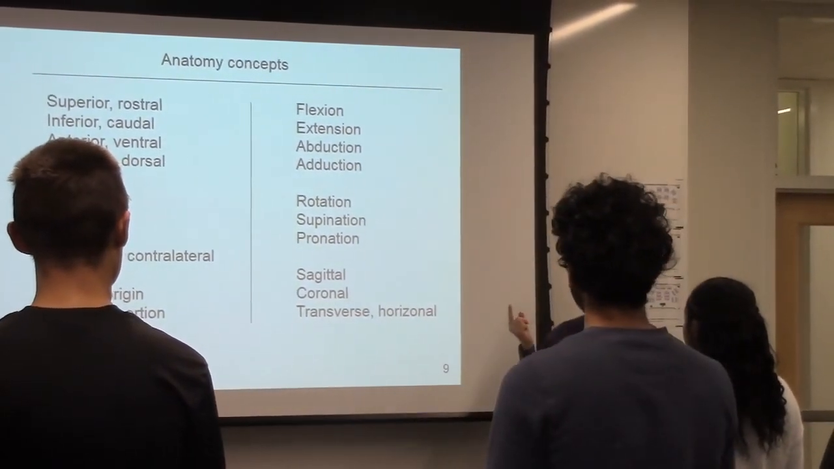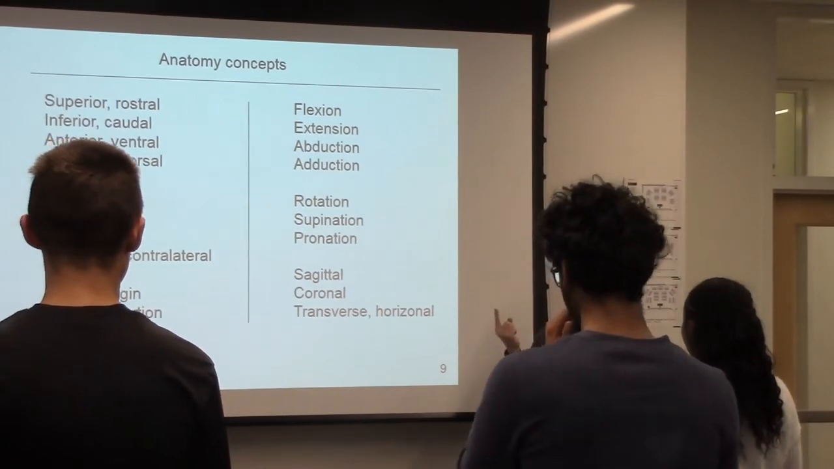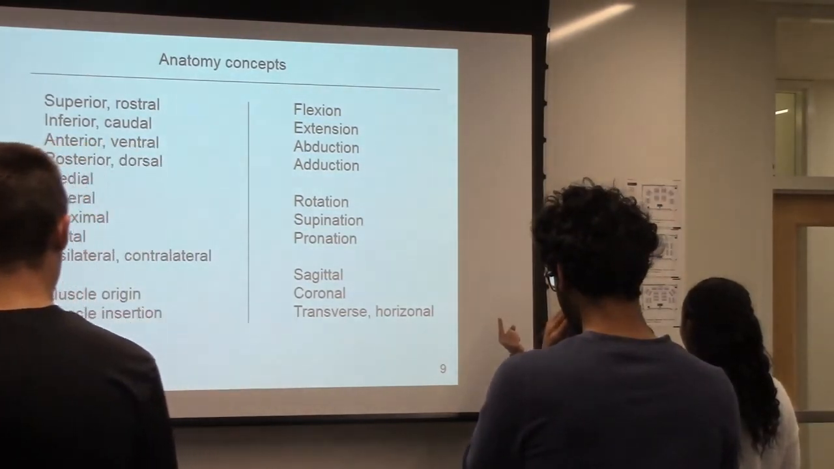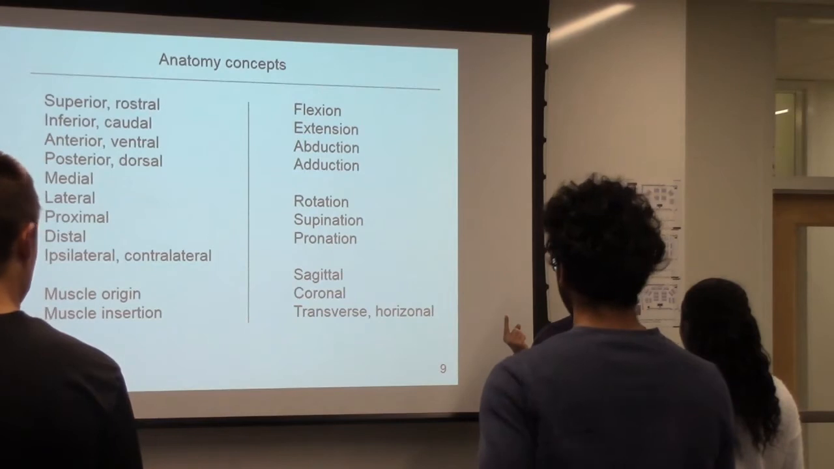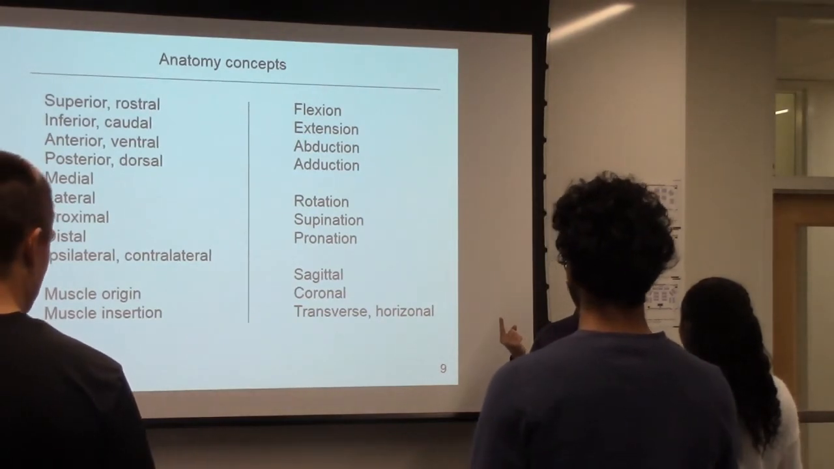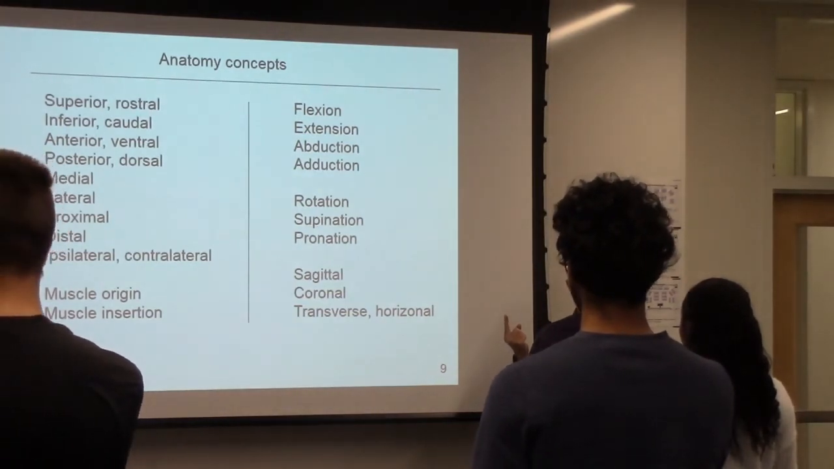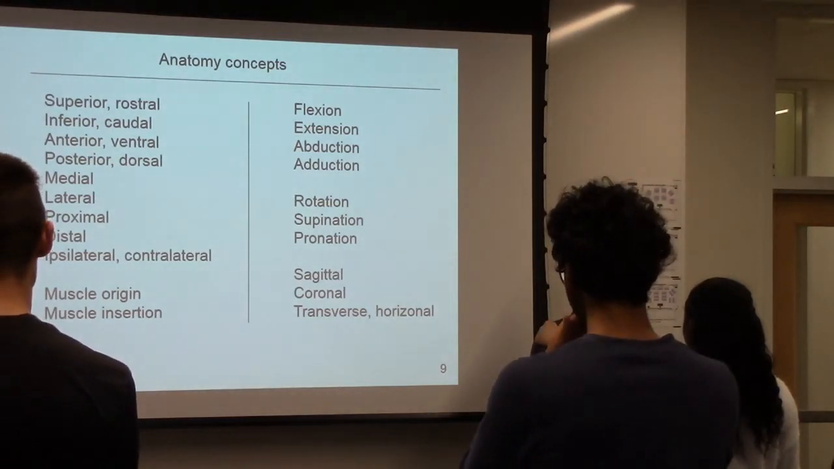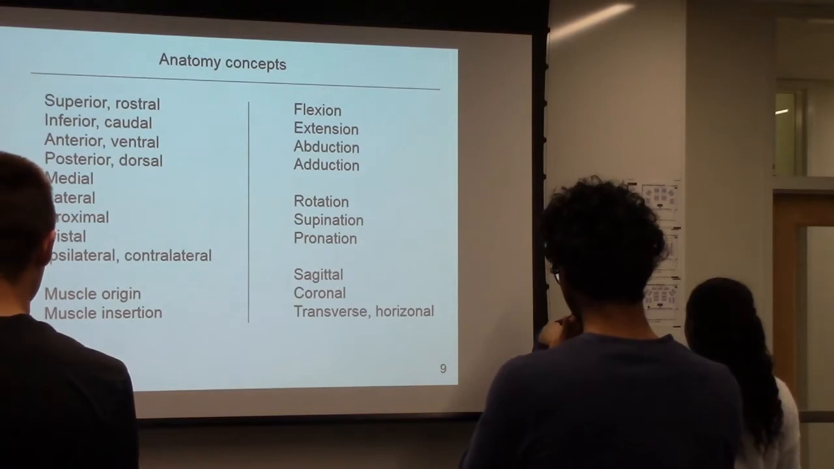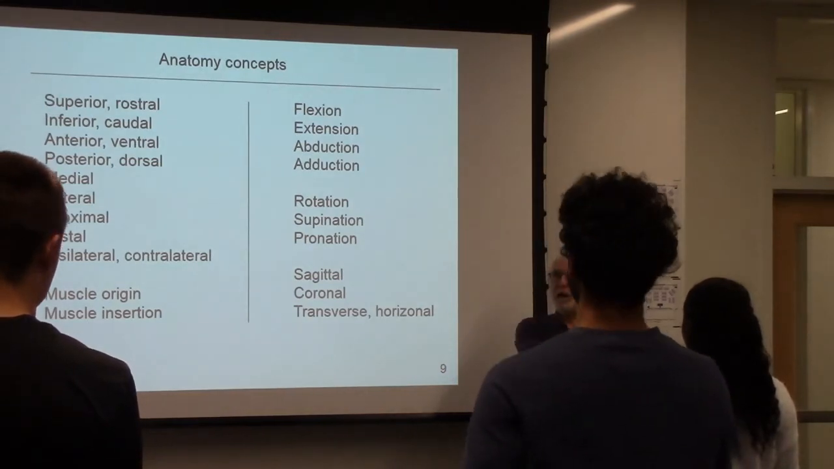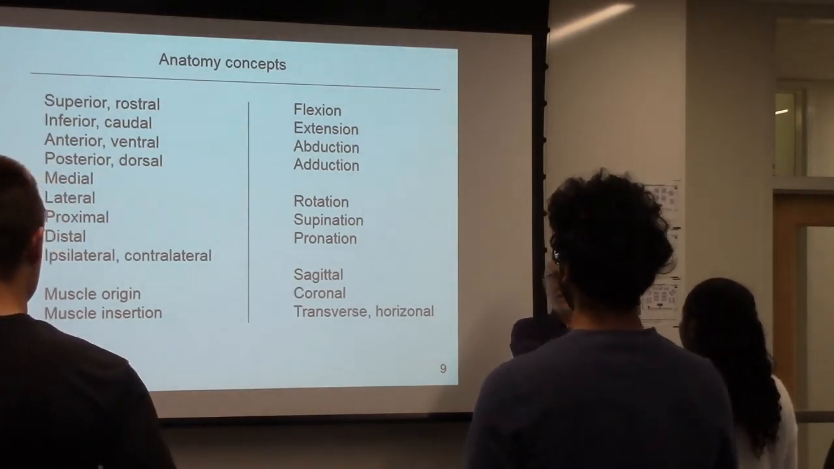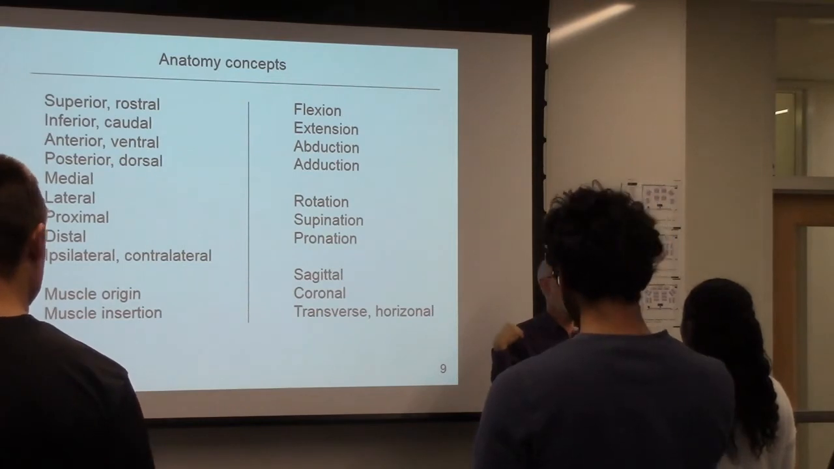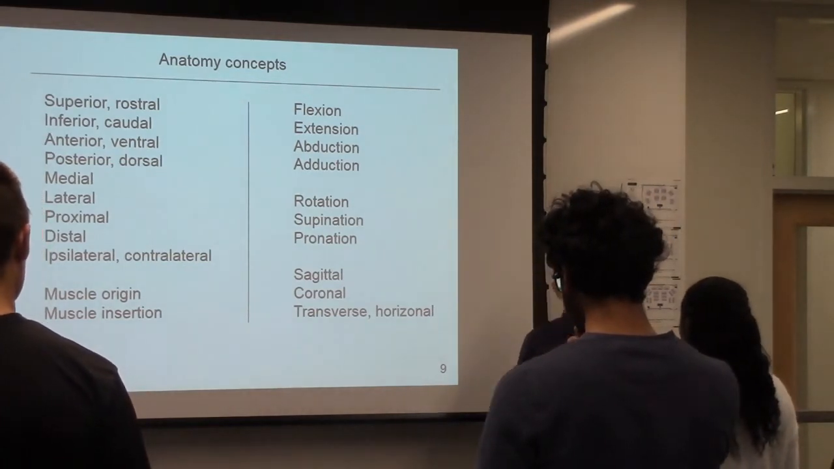Okay, take your right index finger and point to your ipsilateral shoulder. Ipsilateral shoulder. Ipsilateral, same side. Contralateral, ipsilateral. You'll need to know these for neuroanatomy.